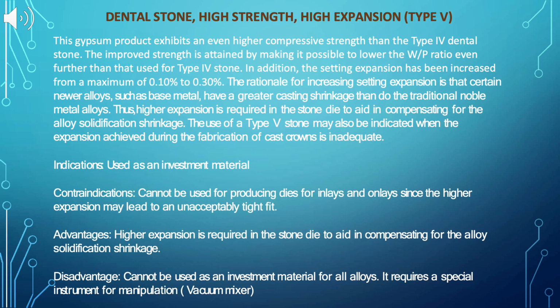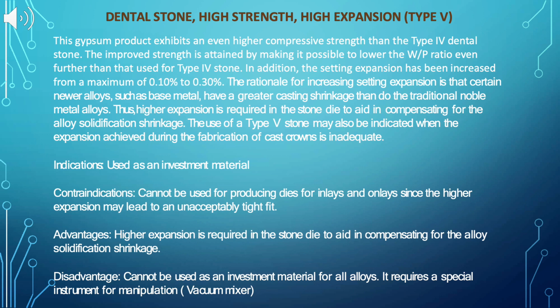Dental stone, high strength, high expansion, type 5. This gypsum product exhibits an even higher compressive strength than the type 4 dental stone. The improved strength is attained by making it possible to lower the water-powder ratio even further than that used for type 4 stone. In addition, the setting expansion has been increased from a maximum of 0.10% to 0.30%.